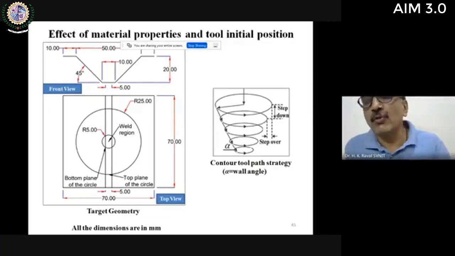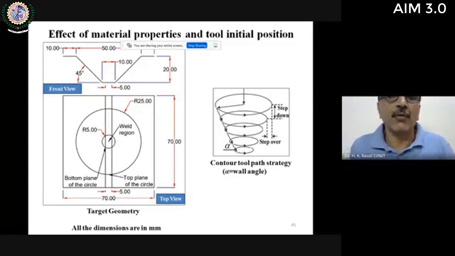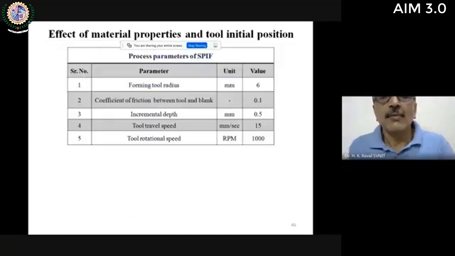The contour tool path was already discussed earlier, so I'm just showing you that particular picture again. Step down is the Z travel in the downward direction, and step over gives the required angle of 45 degrees. The tool parameter was set as a tool radius of 6 mm. Then friction was assumed as 0.1.